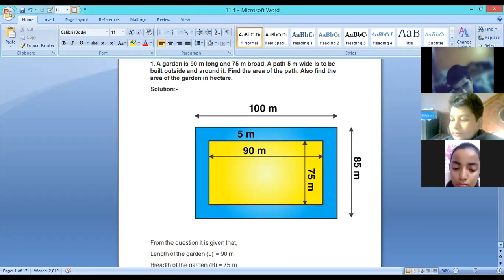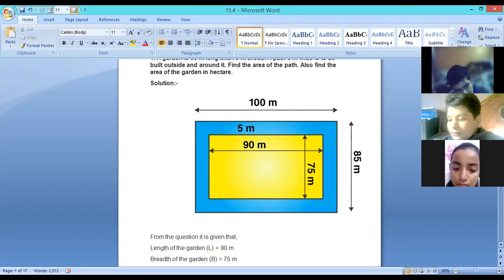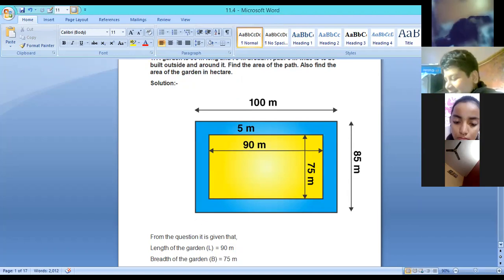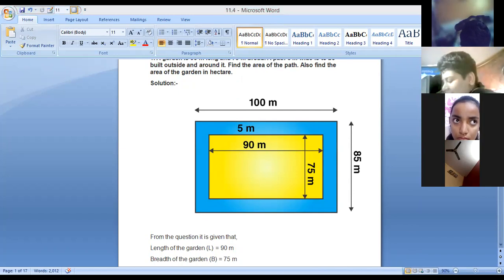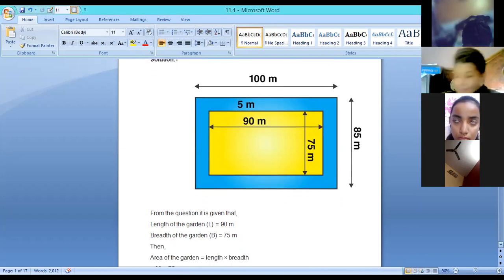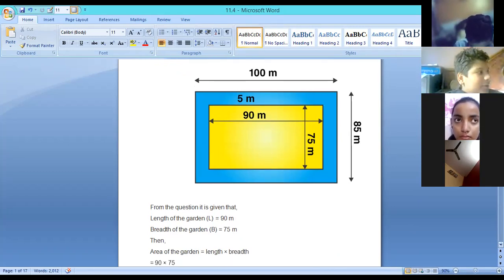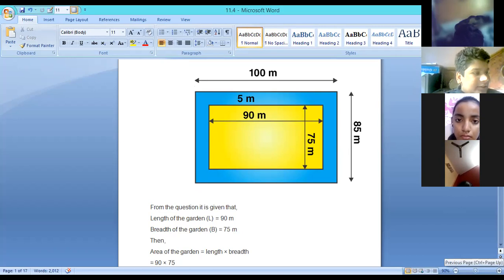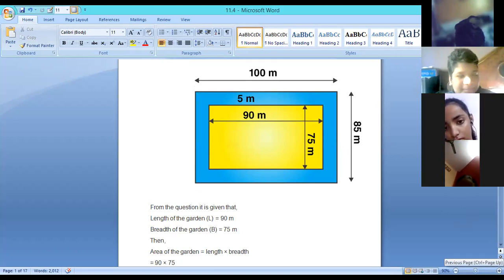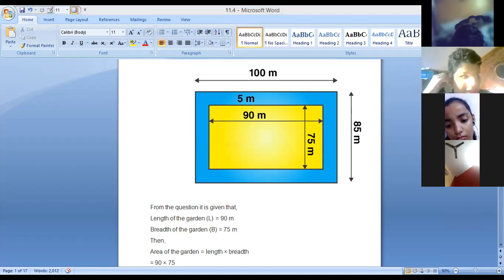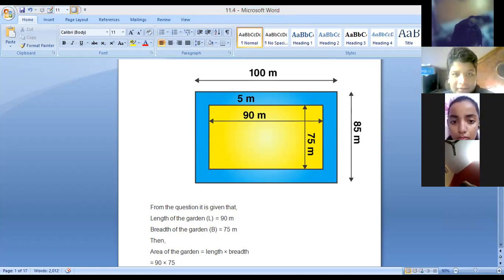So first of all, the length and breadth are given. Write down: the length of the garden is 90 meters and the breadth of the garden is 75 meters. The formula of the area of the garden is length into breadth. So you have to multiply 90 into 75. Children, multiply it. How much are you getting?